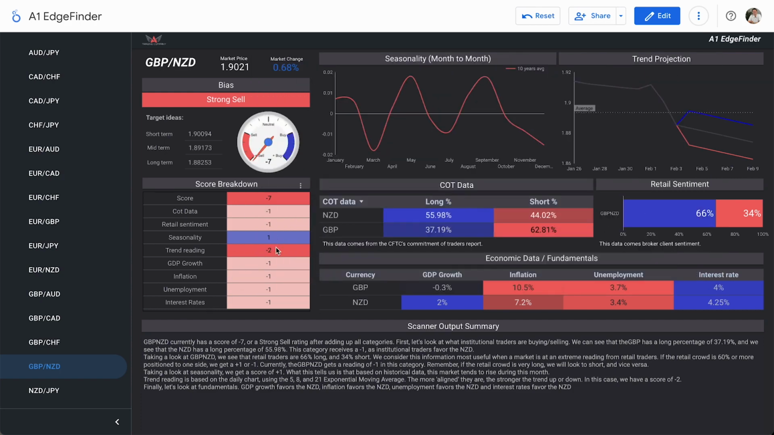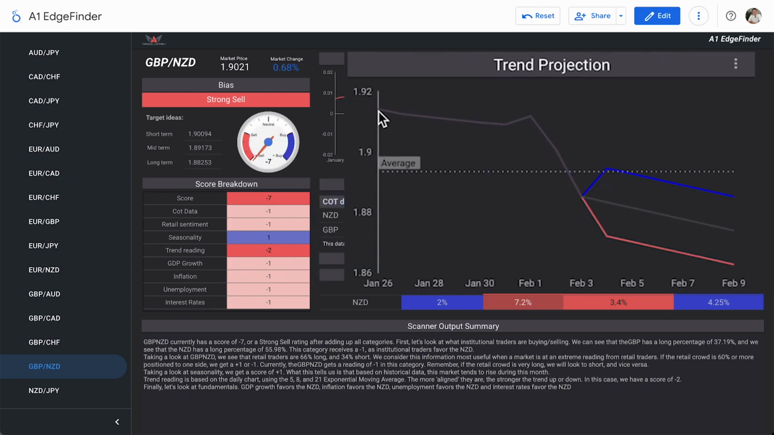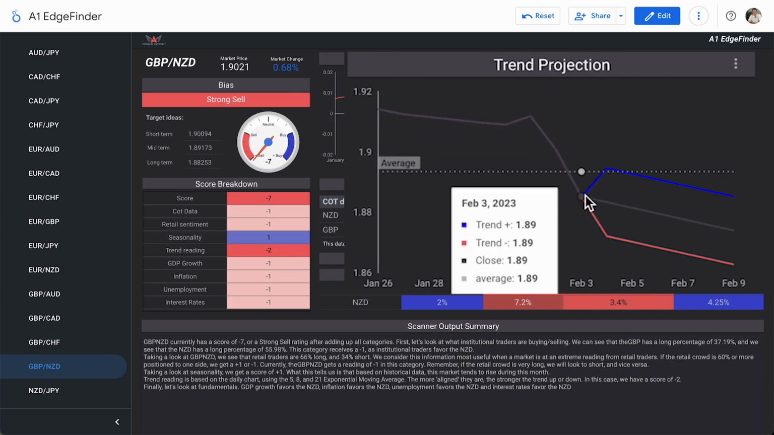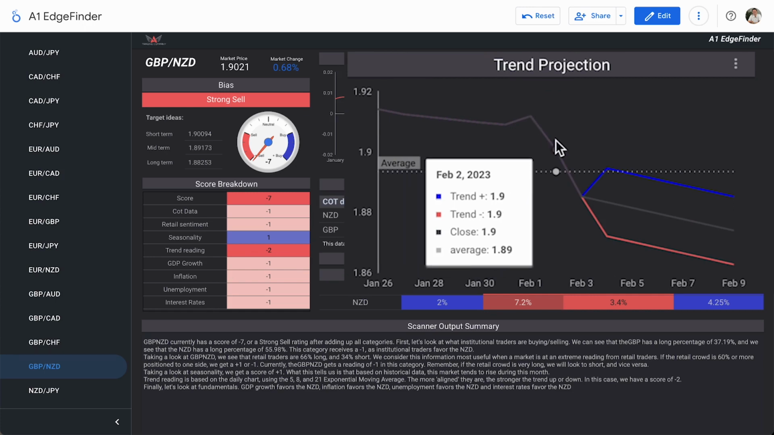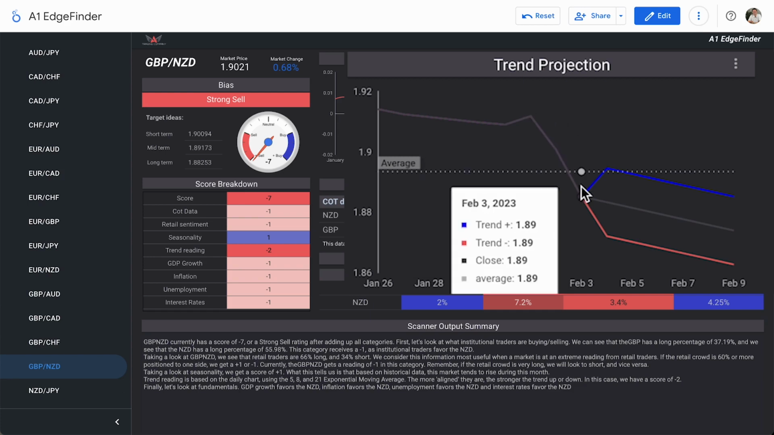Trend reading is a score of -2, and we can see that is pretty clear and obvious to see right here. Ever since January 26th, we've pretty much just been making nothing but moves to the downside. And in fact, look at that huge drop just over the last 3 days, February 1st, 2nd, and 3rd. Huge spike to the downside for GBP NZD.